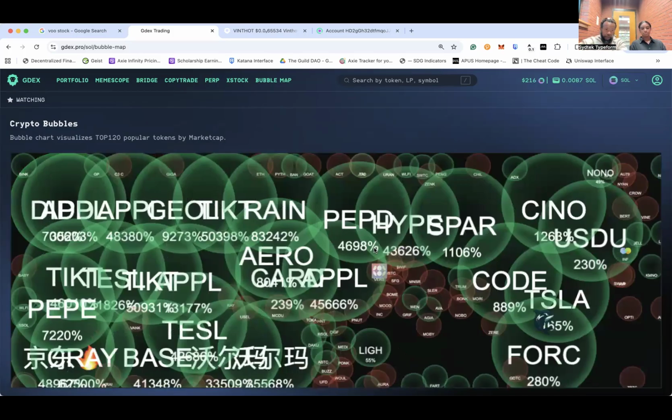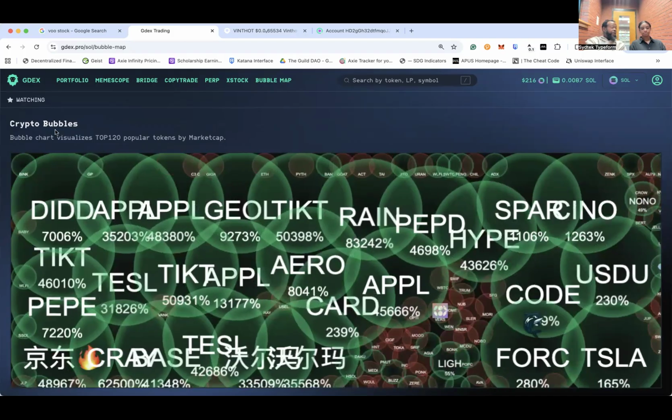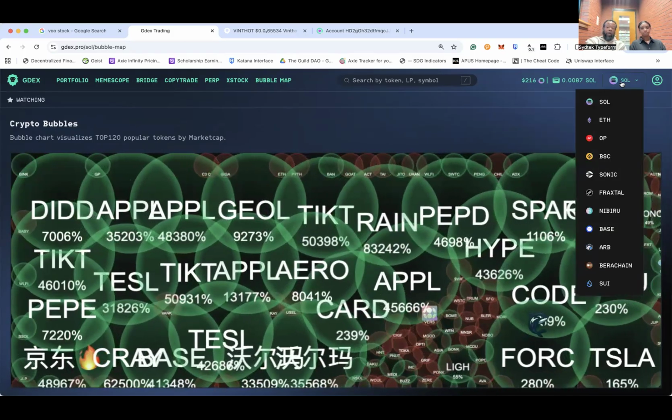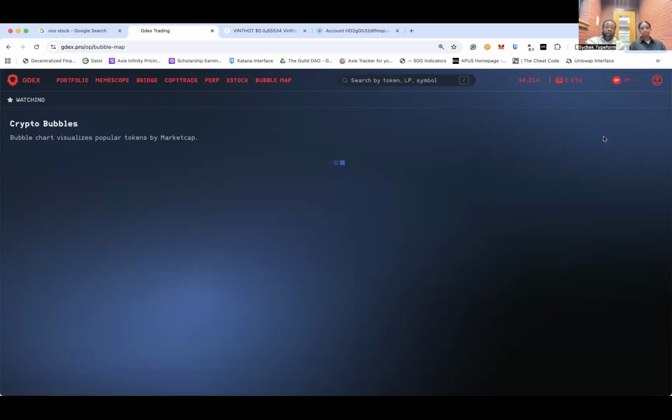So what people do for this, this is a bubble map on this particular chain, for example, right? Solana has a bunch of meme coins, so it's messy. Optimism, OP, they still have a lot of tokens on there, but it's not as messy. It's not a mess like in Solana. Like I said, it depends on the chain. Any other questions while this is coming up?